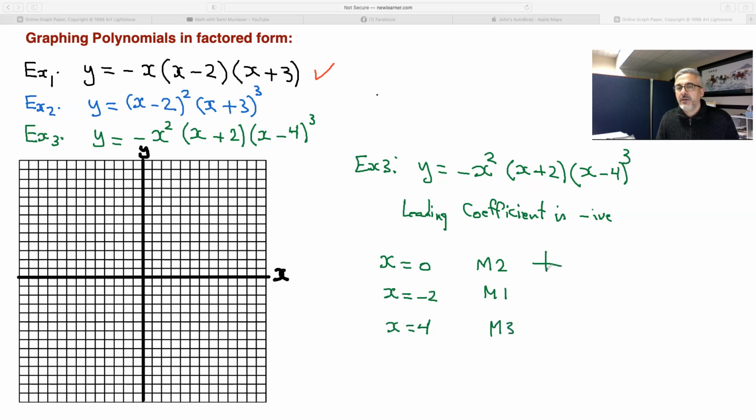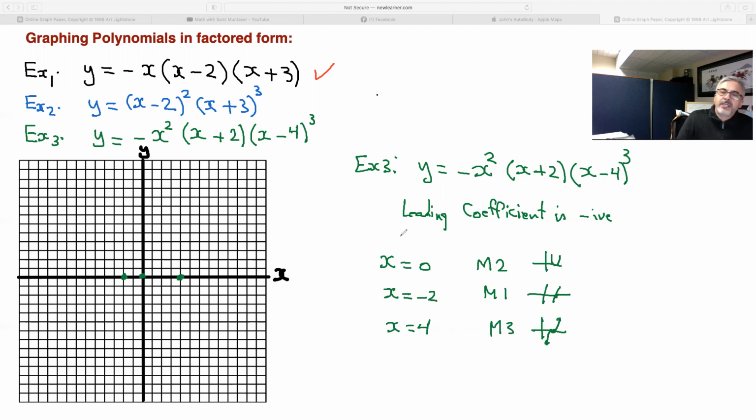So this here, you'll have a bouncing either up or down. This here, if you have a 0, you'll go right through. And here, multiplicity of 3, you'll just go through it a little bit longer. That's what it means. Okay, so now let's go on and plot all these zeros. I have a 0 at 0 right there, and I have 1 at negative 2, and I have 1 at 4.